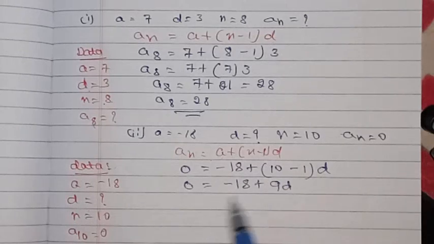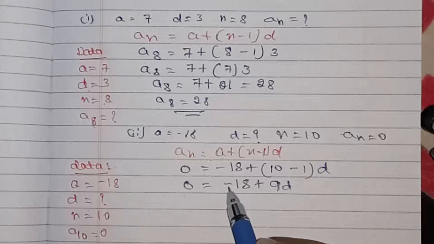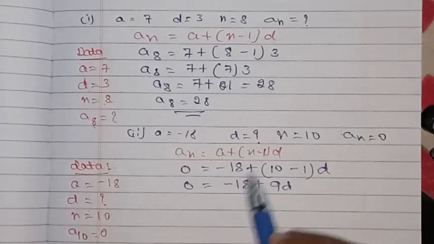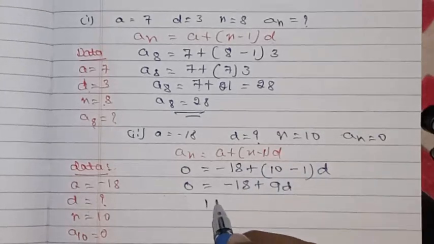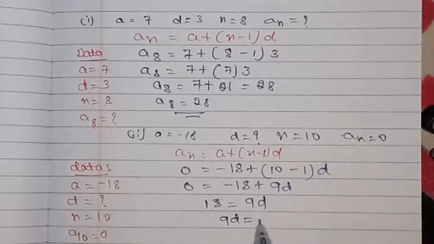Now we need the value of d, right? So therefore just send the minus 18 to the left hand side. If you send minus 18 to the left hand side, it will become plus. So minus is there, if you send it, it will become plus. So therefore 0 plus 18 is nothing but plus 18. So therefore 18 is equal to 9d. I'll interchange this. 9d is equal to 18.